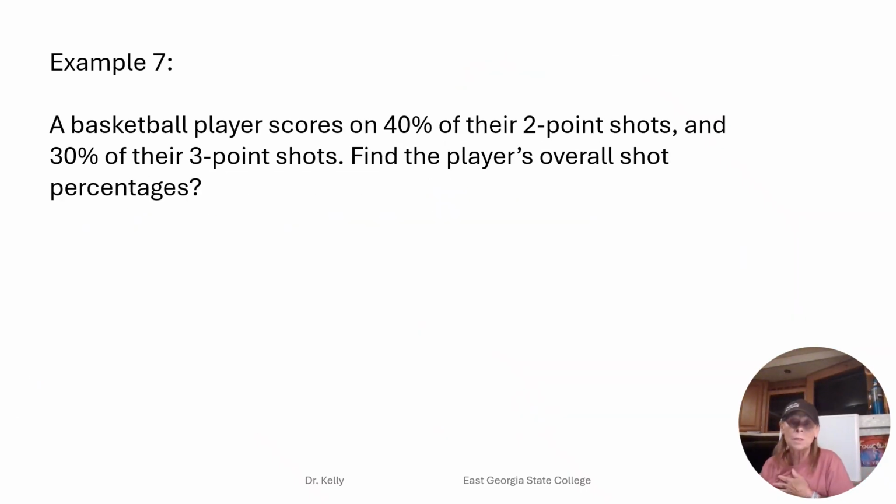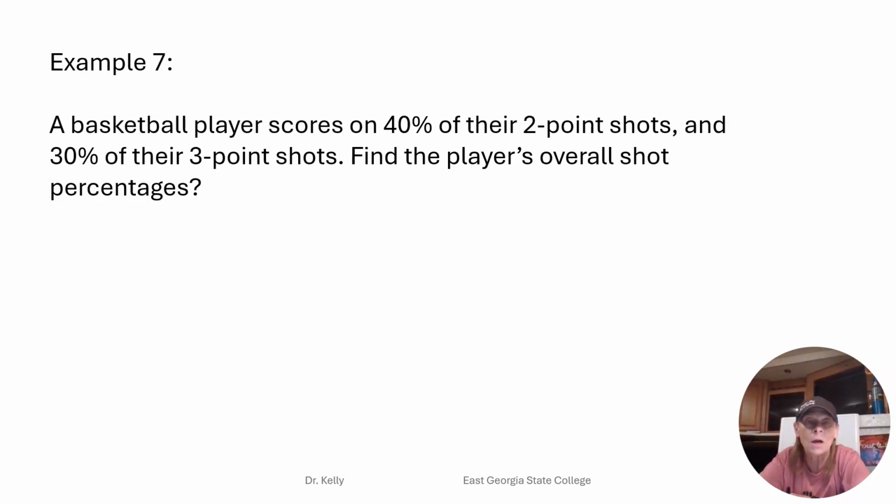Now, this is similar to the last idea. Okay, so it's pretty tempting to just average these guys together, right? And be like, oh, well, 40 and 30, that's 35%. But I know I've got basketball players and basketball fans on here, and you know that the number of attempts of a 2-point basket is not the same as the number of attempts at a 3-point basket. It's just the nature of the game, right? And so this is really a pretty crappy question, but we're going to go with it, all right?